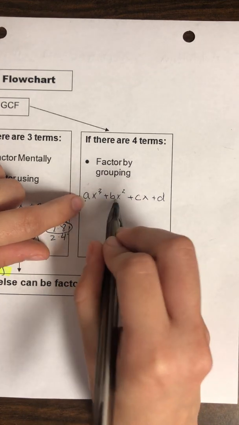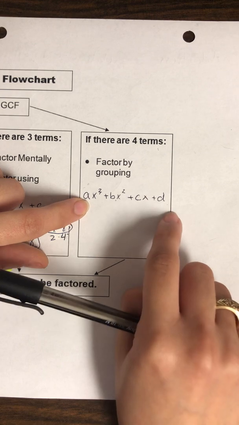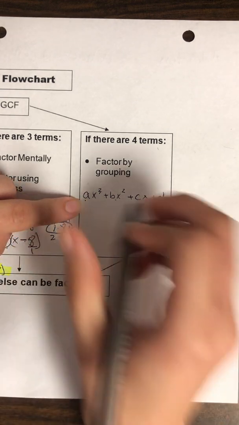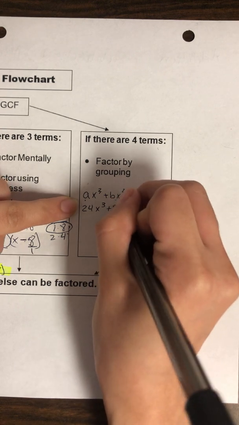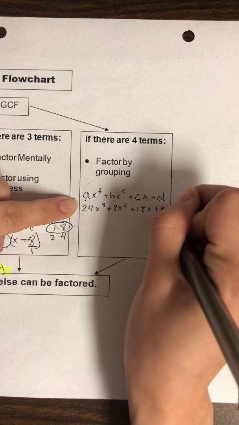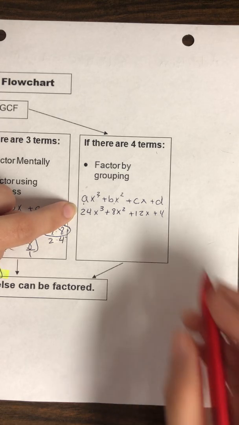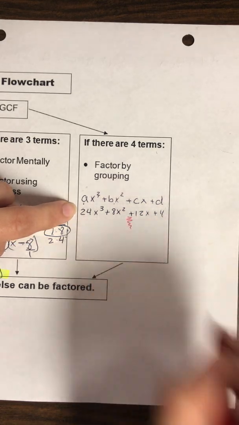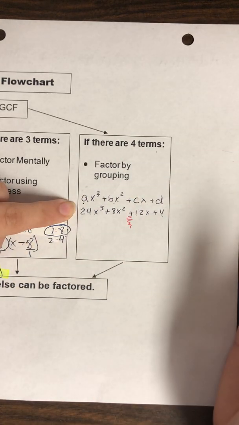First, you have to know that there are 4 terms: x cubed, x squared, x, and a constant. Let's take a look at an example here: 24x cubed plus 8x squared plus 12x plus 4. What I am going to do first is draw a line in between the terms, so 2 of them on the left, 2 of them on the right.